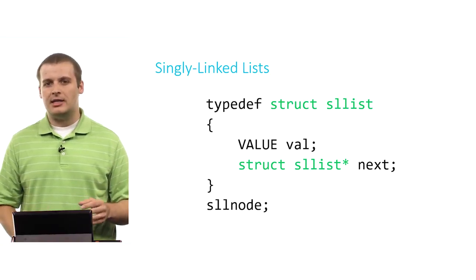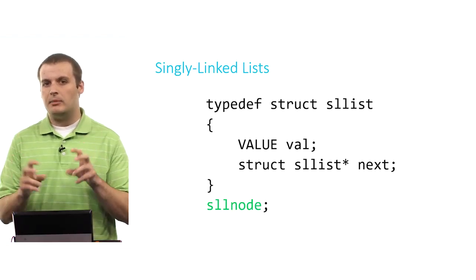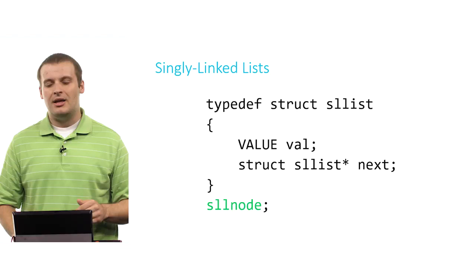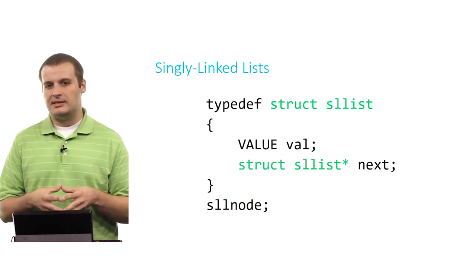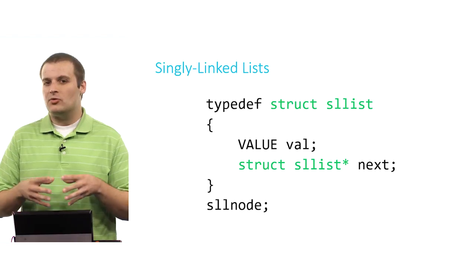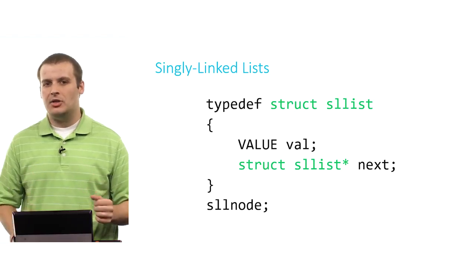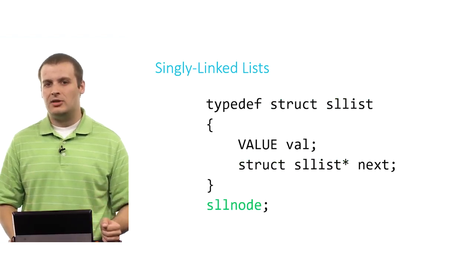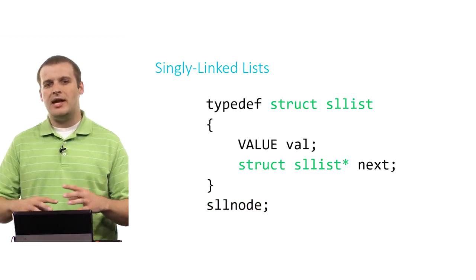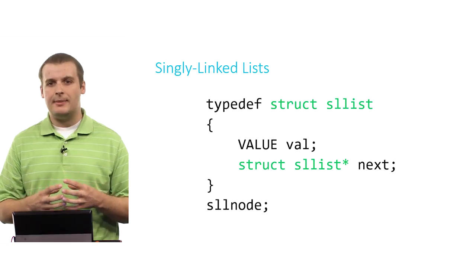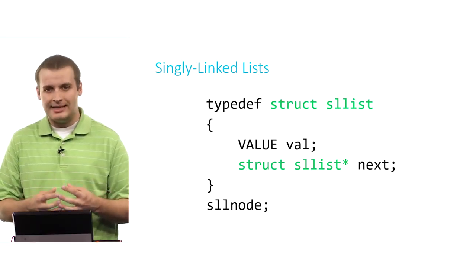At the end of the day, I clearly want to call it SLL node. That's ultimately the new name part of my type definition. But I can't use SLL node in the middle of this. The reason being, I haven't created a type called SLL node until I hit this final point here. Up until that point, I have to have another way to refer to this data type. And this is a self-referential data type.